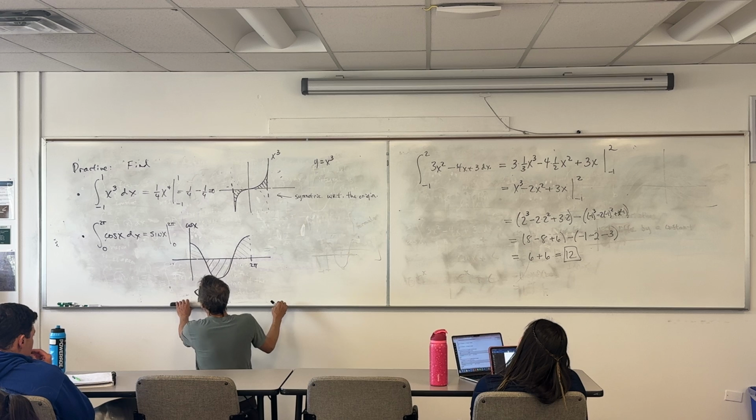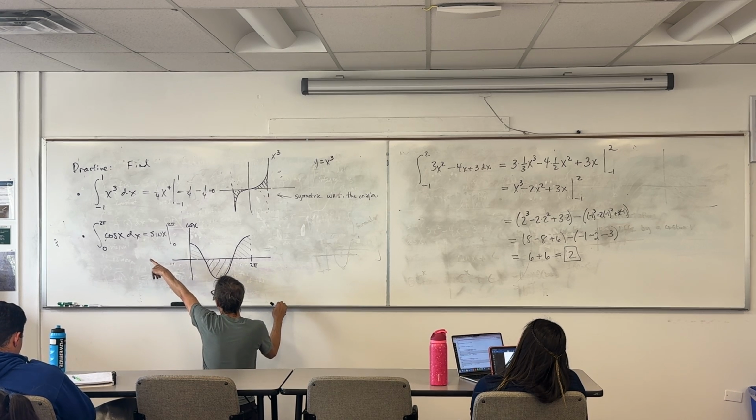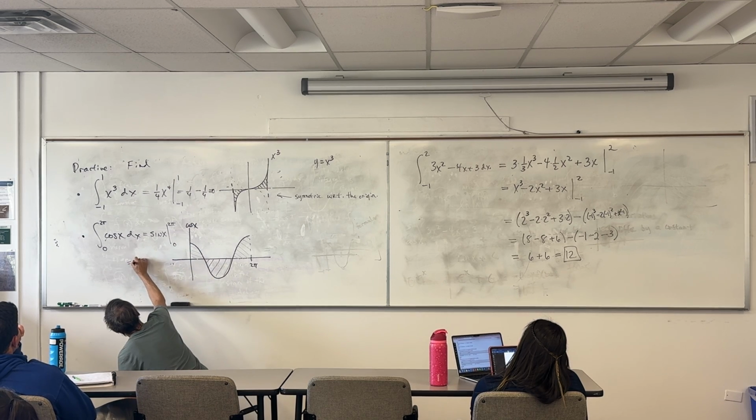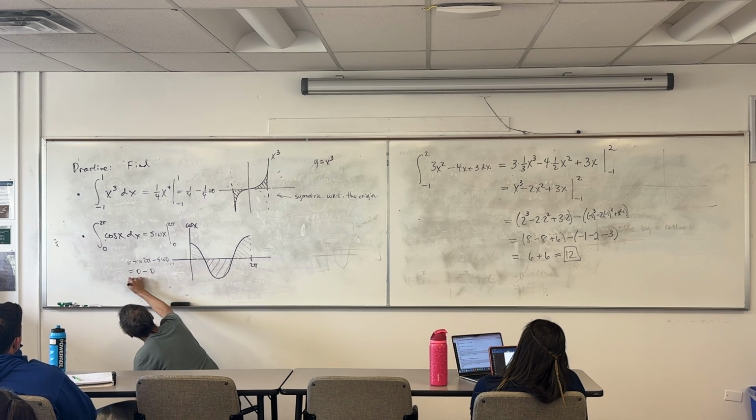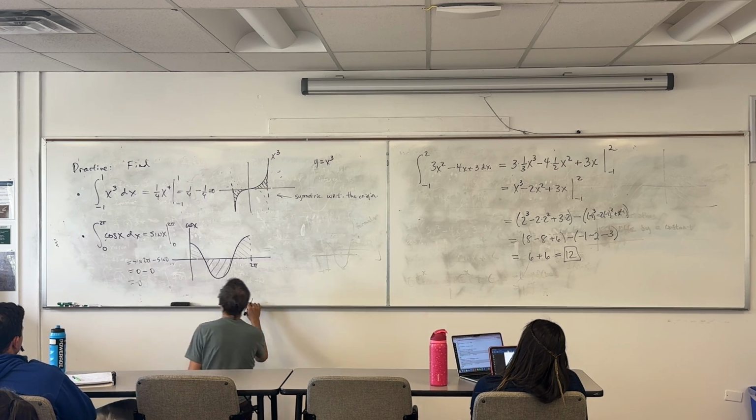And then this guy here, the antiderivative of cosine is sine. I evaluate from 0 to 2 pi. So that's sine of 2 pi minus sine of 0. And those are both 0. So we're good to go.